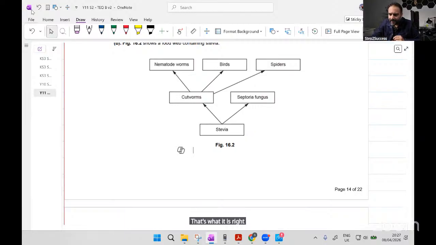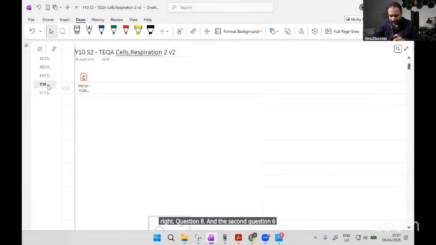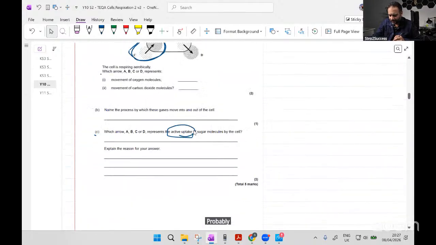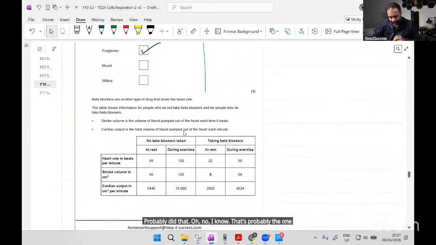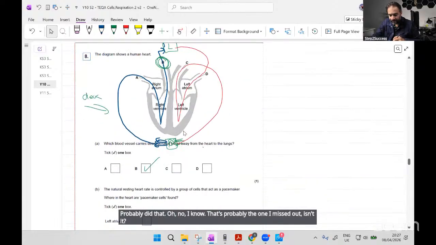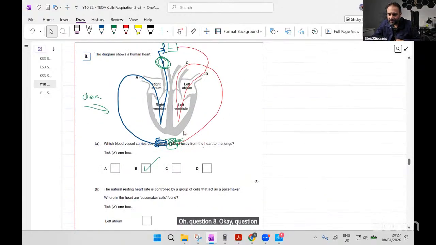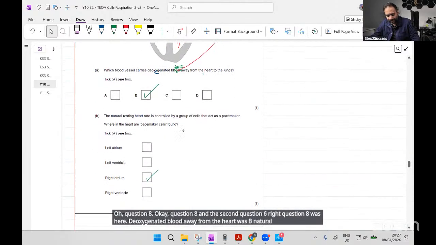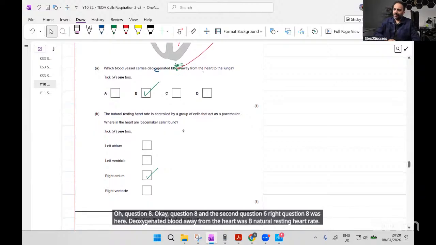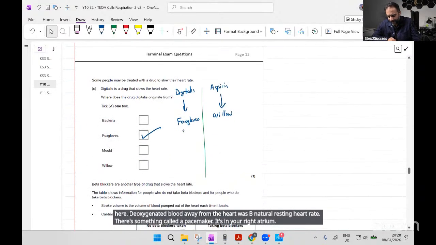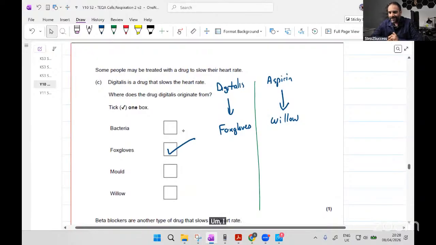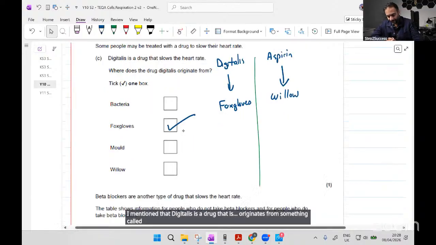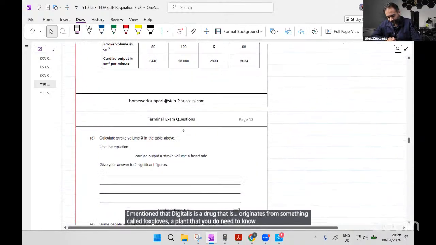Right, question eight and the second question six. Let me have a look at that. That's probably the one I missed out, isn't it? Okay, question eight. Deoxygenated blood away from the heart was B. Natural resting heart rate. There's something called a pacemaker. It's in your right atrium. I mentioned that digitalis is a drug that originates from something called foxgloves, a plant that you do need to know.